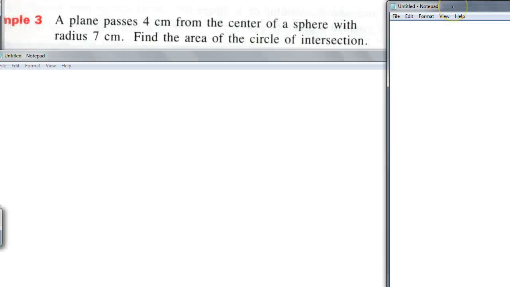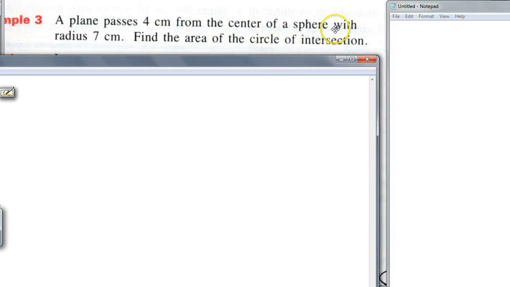Here we go. It says a plane passes 4 centimeters from the center of a sphere with radius 7 centimeters. Find the area of the circle of intersection. First of all, do you understand what's going on in this problem? Yes. Now really, here's the picture. They don't give you this picture, but once you see it, you go, oh, okay, that's what they mean.